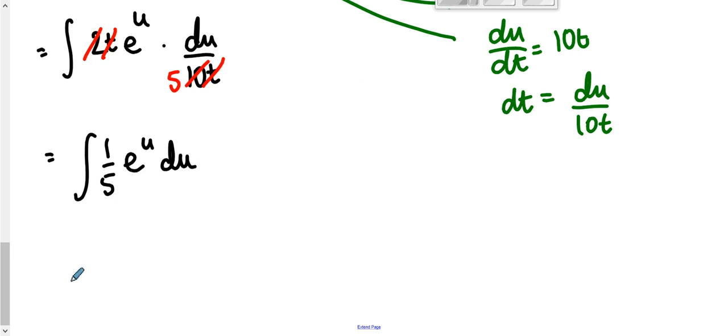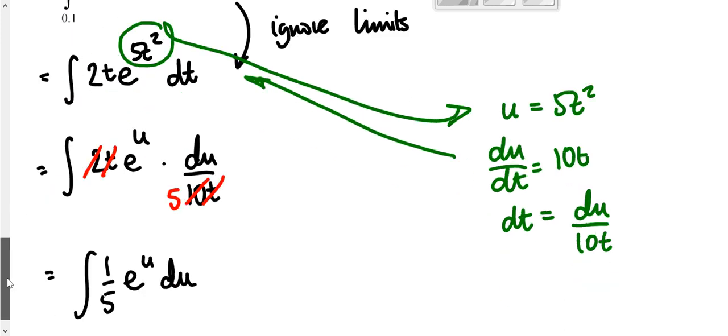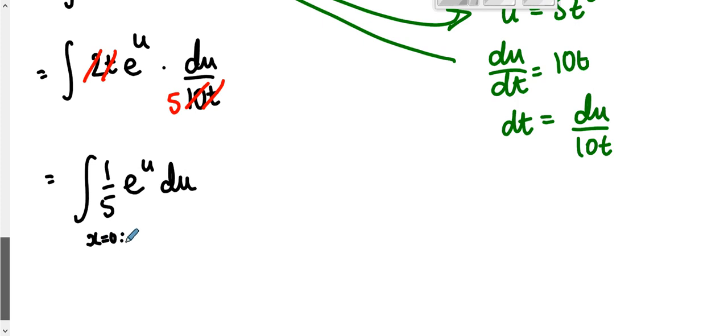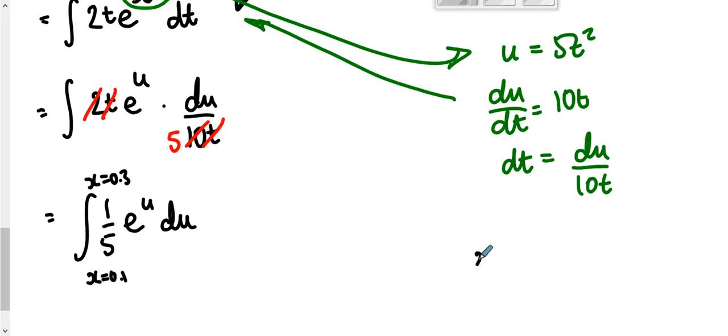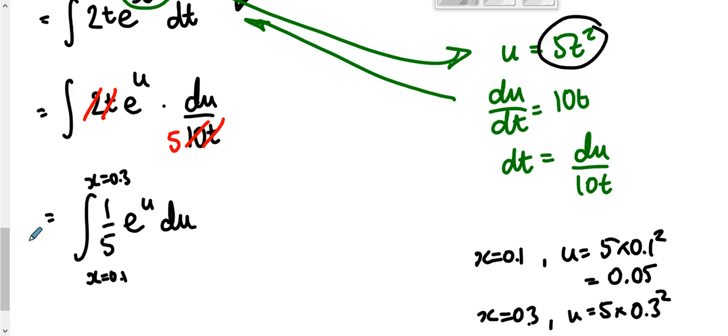So now I need to put my limits back, of course. And the limits were 0.1 and 0.3. So these were x equals 0.1 to x equals 0.3. So I'm going to change those to u-type limits. So at x equals 0.1, u will be, well, 5 times 0.1 squared. That comes out at 0.05. When x equals 0.3, u is 5 times 0.3 squared.